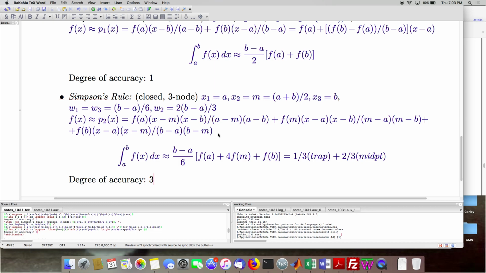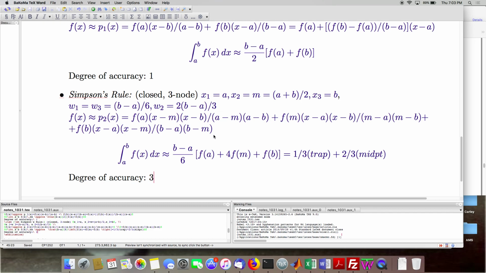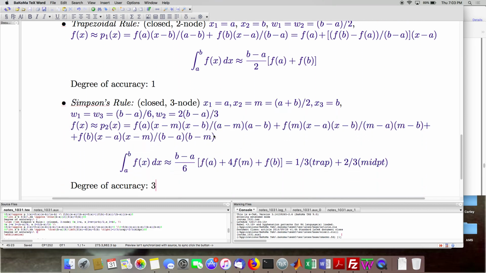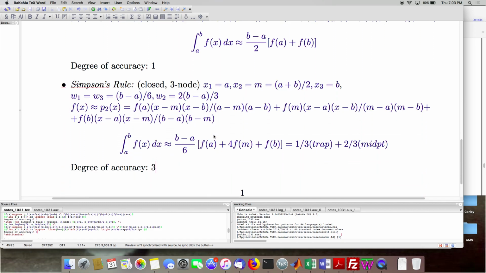Whereas degree 4, no dice. It's not going to be exact in that case. Okay, so questions about any of these 3 basic Newton-Cotes rules? You said trapezoid is the most used. Yeah, well, that's just my perception anyway. I can't really be certain about that.